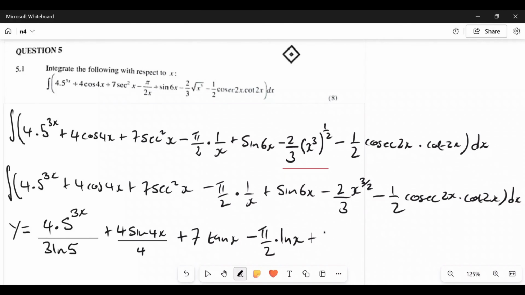The integral of sine, we know that it's going to be negative cos. Now instead of writing s, we're going to write 6x, and then we're going to divide by the coefficient of x, which is what here? Which is 6. There we go. And then we do the sixth term here.